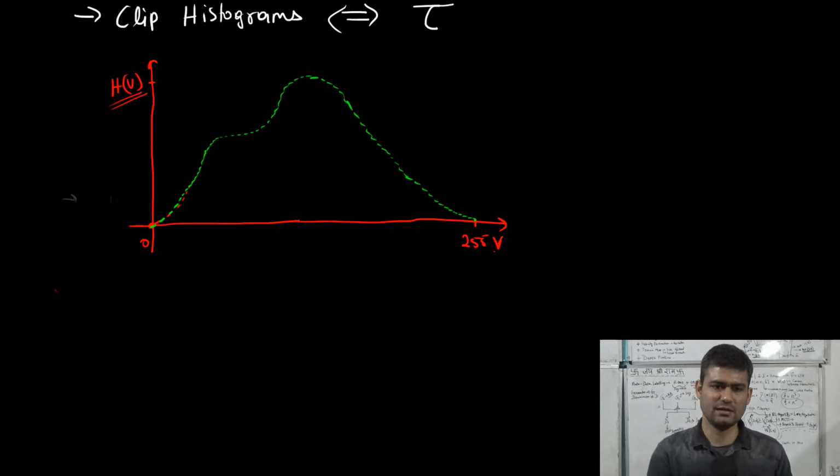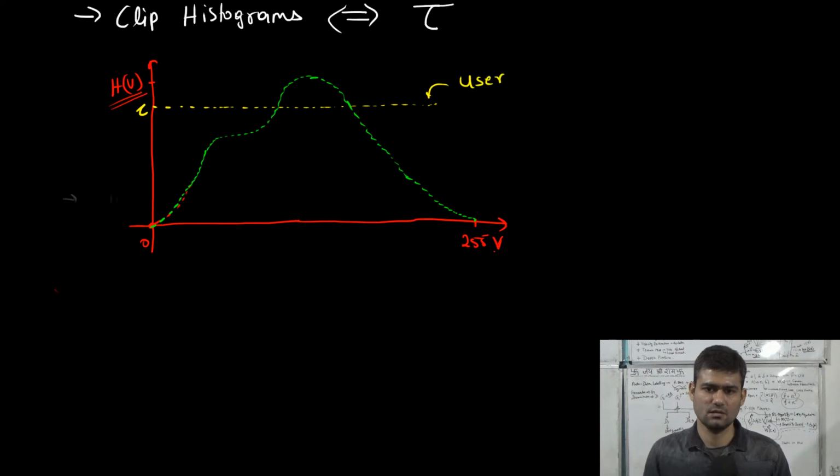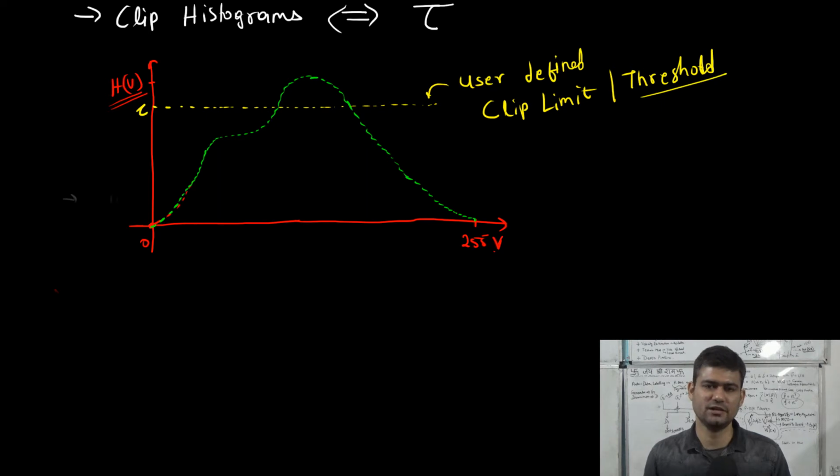And assume that we have a user specified threshold tau set to this value. User defined clip limit, or perhaps just threshold. So we like to call it threshold. In the literature, if you read about the CLAHE operator, they would call it clip limit.